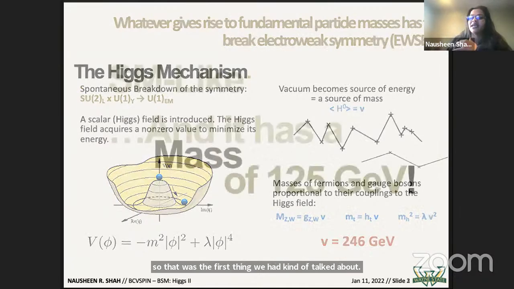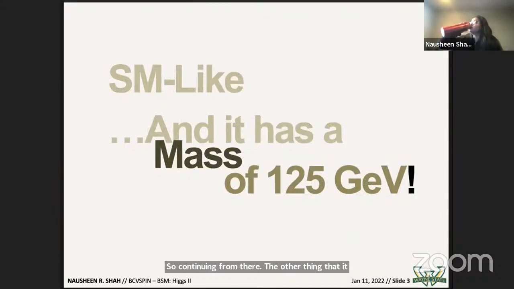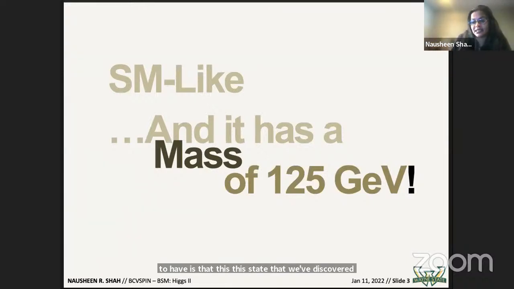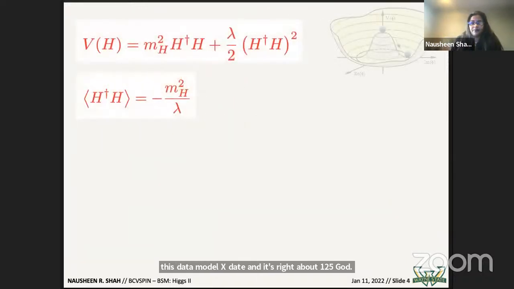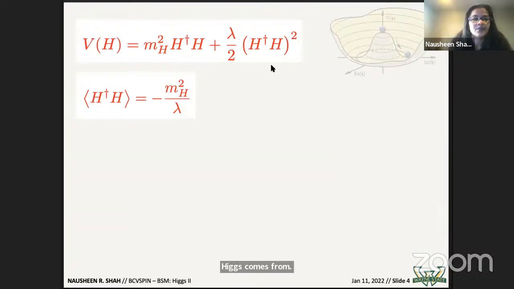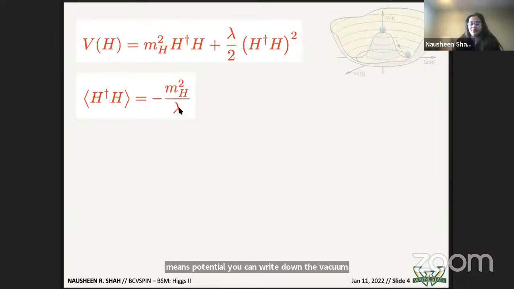So continuing from there, the other thing that it needs to have is that this state that we've discovered has to have a specific mass. We've measured the mass of the standard model-like state, and it's right about 125 GeV. So how do we do that, and where did that come from? Well, again, this was asked last time, where does the mass of the Higgs come from? And, again, writing down the standard model like Higgs potential, you can write down the vacuum expectation value of this, right? It's just you look at where that is.